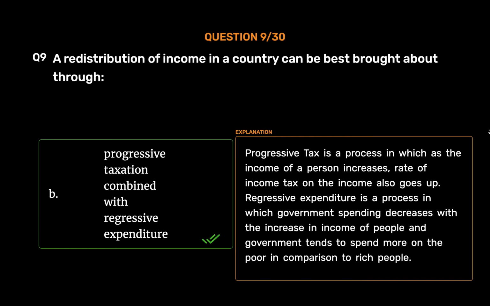Progressive tax is a process in which, as the income of a person increases, the rate of income tax on the income also goes up. Regressive expenditure is a process in which government spending decreases with the increase in income of people, and government tends to spend more on the poor in comparison to rich people.